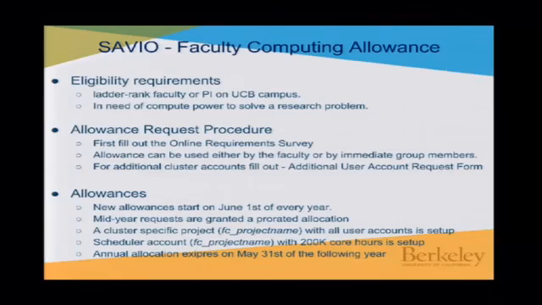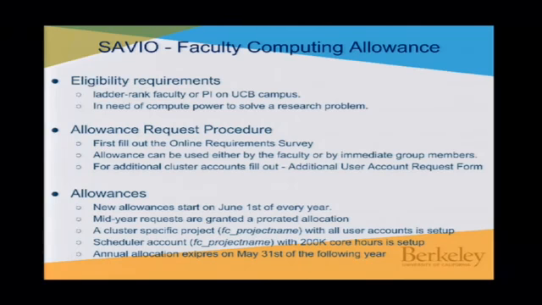Just to reiterate, the faculty computing allowances. Allowances can be granted to UCB faculty, not to postdocs or grad students or staff on the campus, and faculty have to be on an academic career track. This is for faculty who are working on a defined research problem and need more computing power. They can obtain a faculty computing allowance. The application procedure is very simple, as mentioned before. There is an online requirement survey, and you just fill it out.